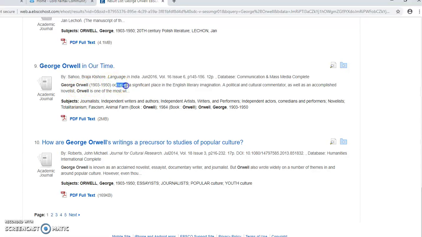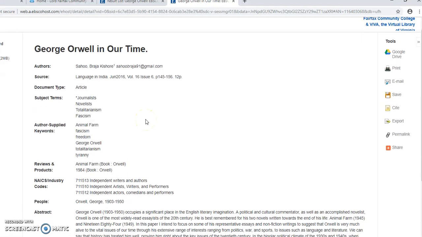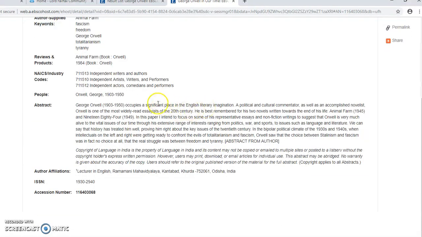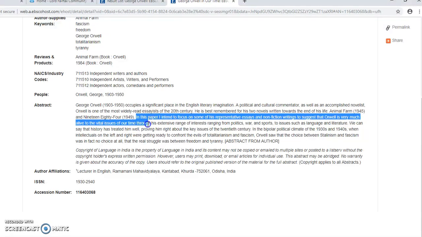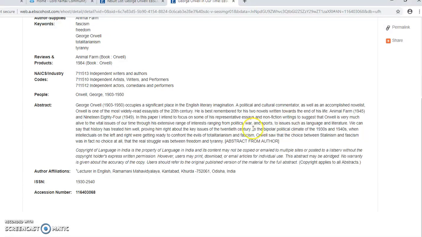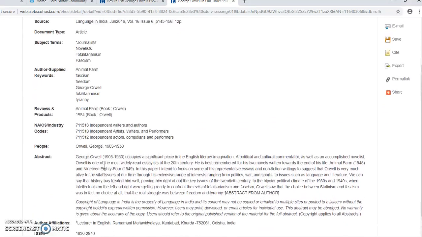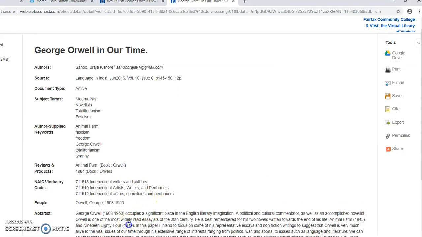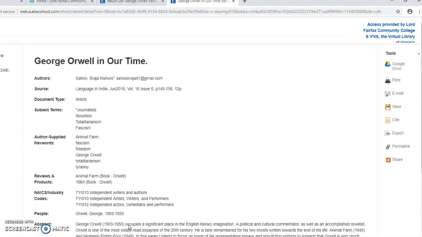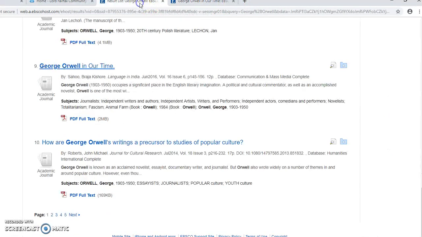So this abstract talks about how a lot of his writings mention the political climate of the 30s and 40s and how we could still use that today. So I chose this article because it was written back in 2016, so it wasn't too old, but it still went in depth not only on why it was useful back in the 40s and 30s, but tying it to the modern era. So be more relatable when talking about the biography.